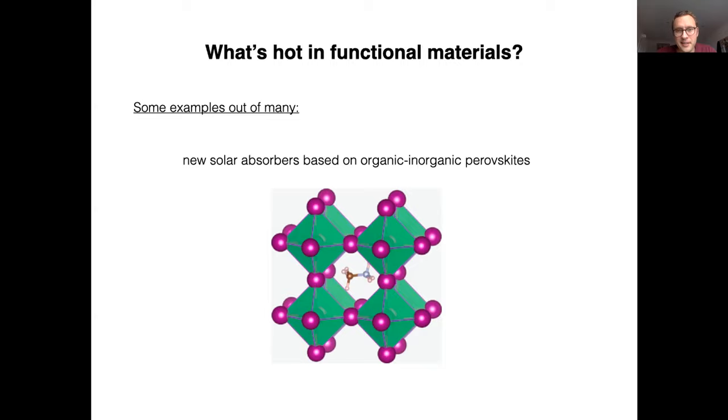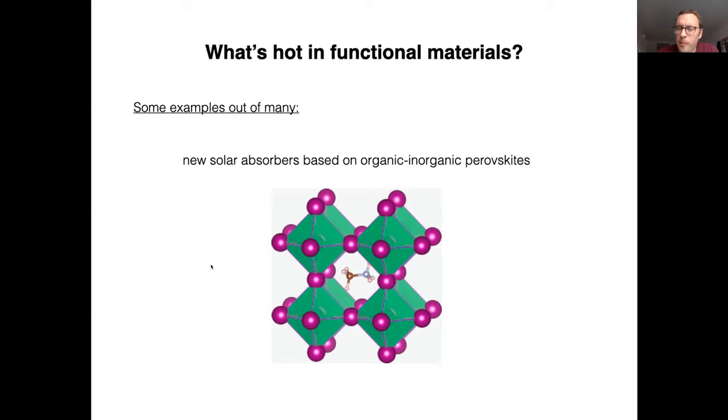where you have sort of an inorganic scaffold, and inside it there's a little organic molecule. And with these materials, the increase in the energy conversion efficiency was really fast. So it went from a couple of percent, very quickly, almost to 30%. And that's of course more than standard silicon solar cells have as an efficiency.